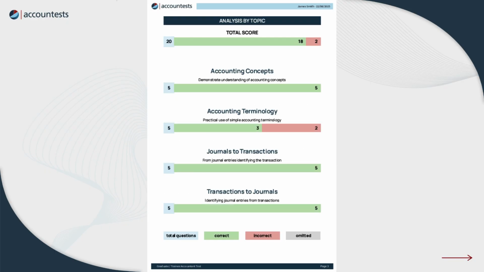The test has 20 questions, 4 topics with 5 questions each. Although there's no specific pass-fail score, in our opinion a candidate needs to get 15 out of 20 to show a strong understanding.